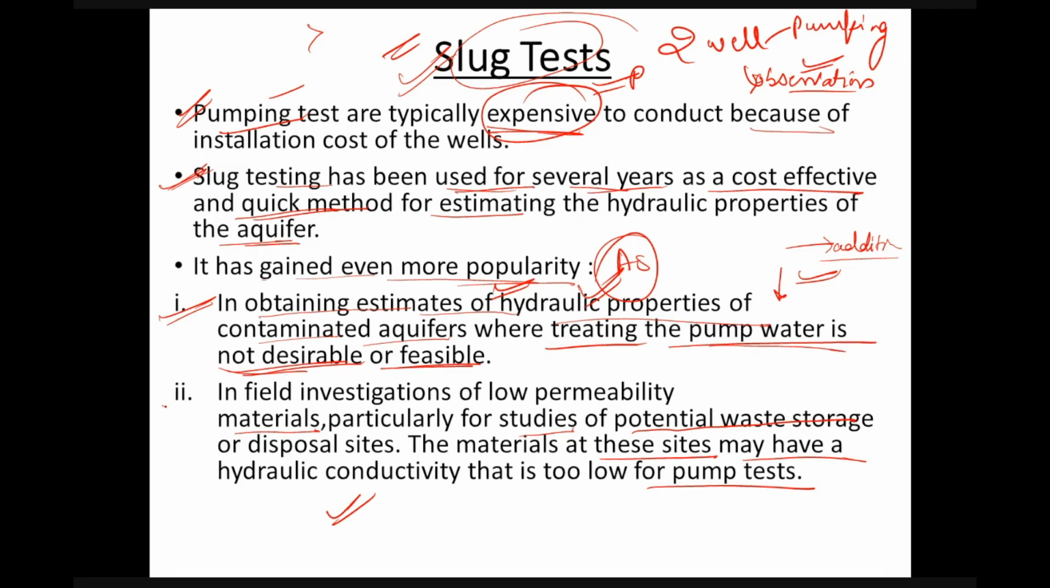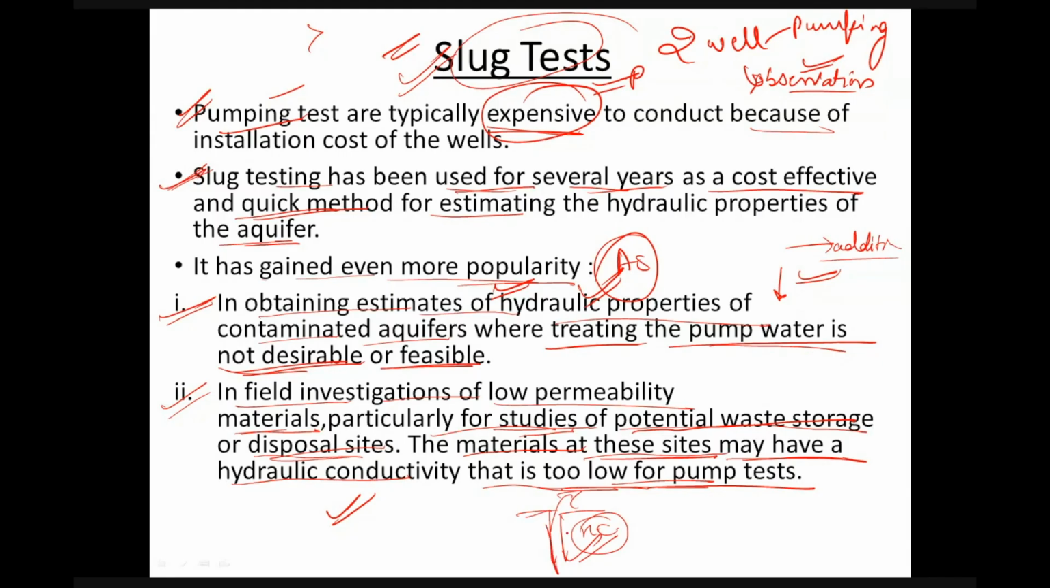Now the second thing is, in the field investigations of low permeability materials, particularly for studies of potential waste storage or disposal sites, the materials at these sites may have a hydraulic conductivity that is too low for a pump test. Let's say we have to test the hydraulic conductivity of the material in some area which has very low hydraulic conductivity. In this case, the pumping test is not feasible. So what we generally do is conduct the slug test.